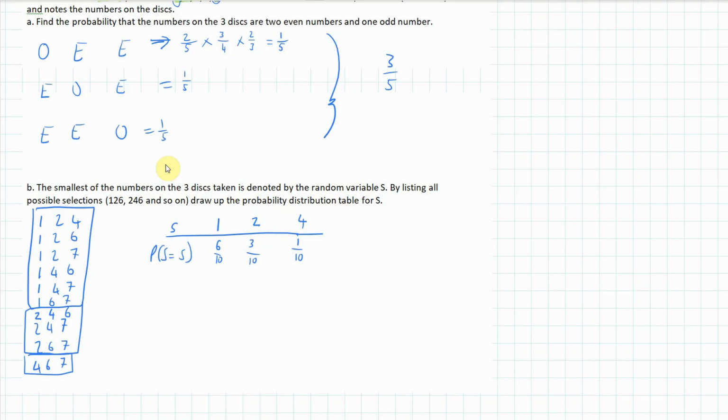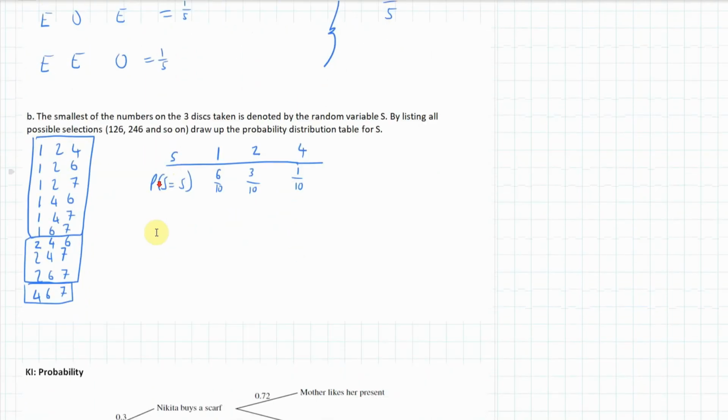So all we needed to do is just find the combinations, and then we can determine out of the combinations the probability of 1 being the smallest number, 2 being the smallest number, and 4. And obviously 6 and 7 never will be, because you've always got to choose something other than 6 and 7 with them to get 3 discs taken. So I think that should be the answer to that one.